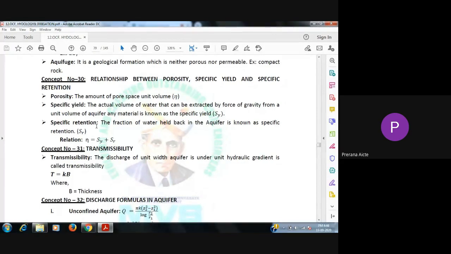This is a very, very important relation that may be asked in 1 mark GATE questions in alternate years. So don't confuse it: N equals SY plus SR, specific yield plus specific retention. Again, SY equals the volume of water that can be extracted by force of gravity per unit volume, and the water held back in the aquifer is known as specific retention.